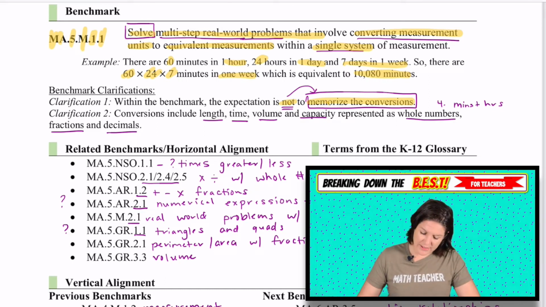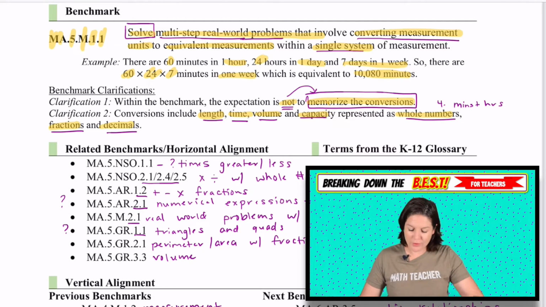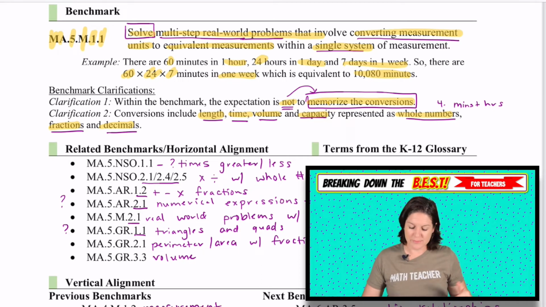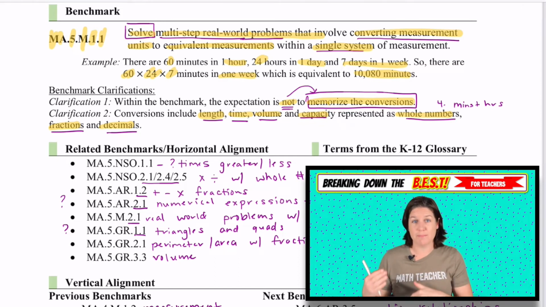Number 2 says that conversions include length, time, volume, capacity, represented as whole numbers, fractions, and decimals. So because we work with whole numbers, fractions, and decimals in 5th grade, everything is up for grabs. And those length, time, volume, and capacity skills that we're going to be working on will both be in the customary units and using the metric system.